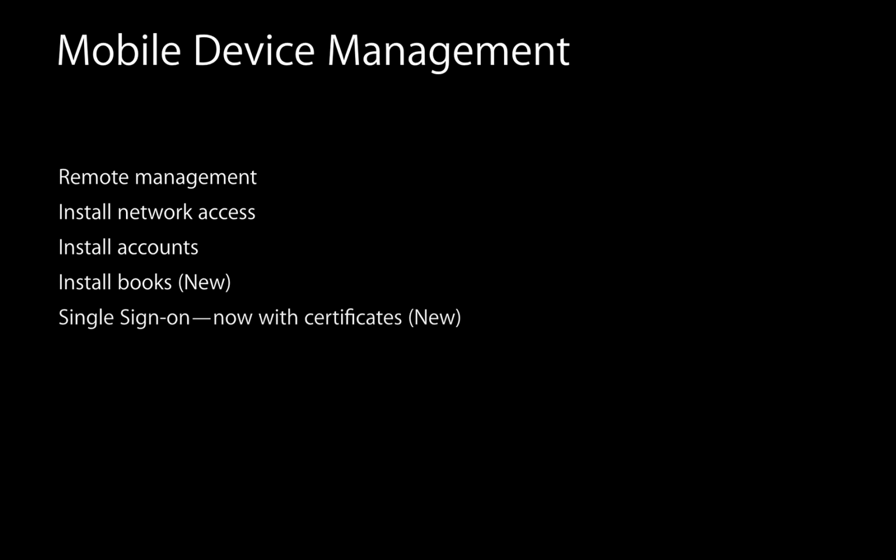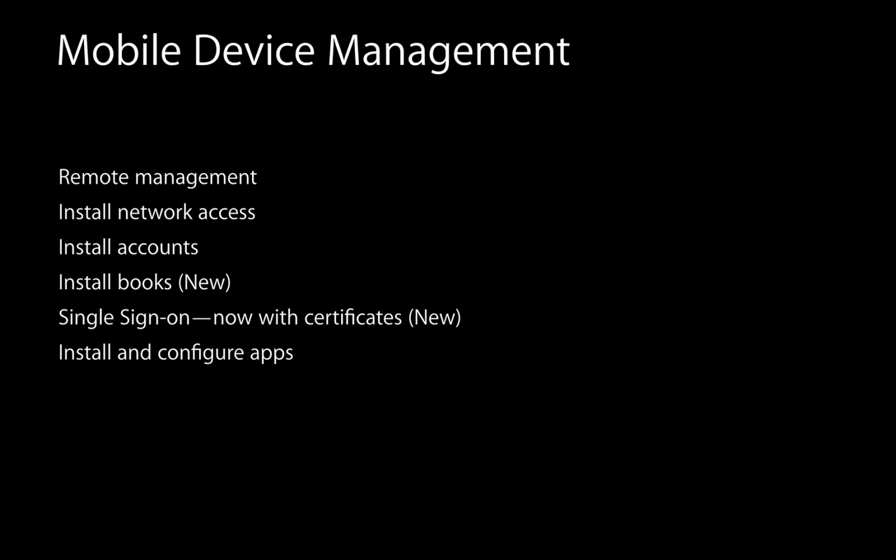So let's get started by talking about mobile device management. What's mobile device management? Mobile device management is a protocol that's built into iOS and OS X that allows a server to remotely manage that device. A server that's managing a device using MDM can install network access, such as VPN or Wi-Fi. It can install accounts, such as email, calendar, contacts, and so forth. New in iOS 8, they can now install books, such as PDFs, EPUBs, and iBooks Author, as well as books from the iBook Store, and manage them.